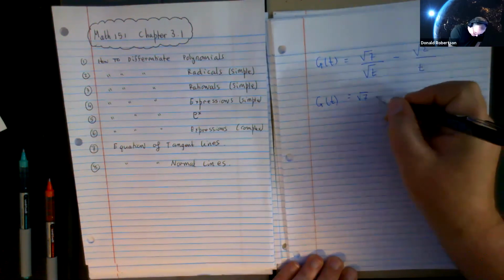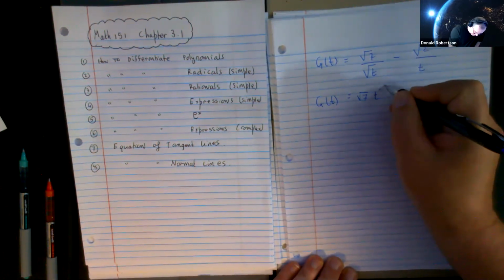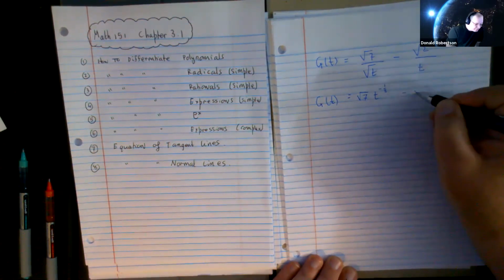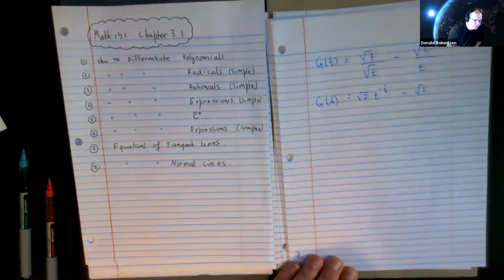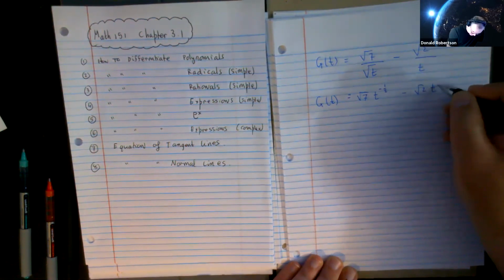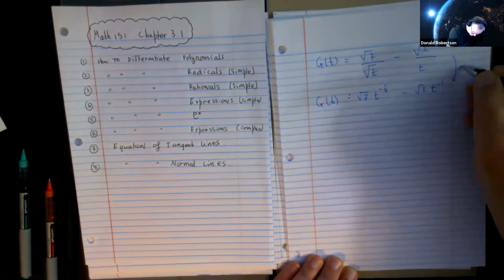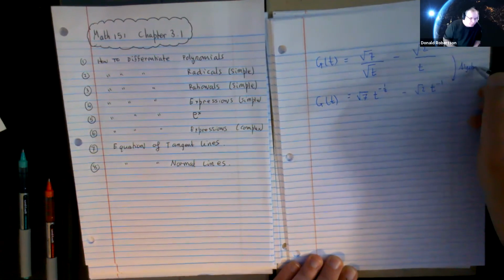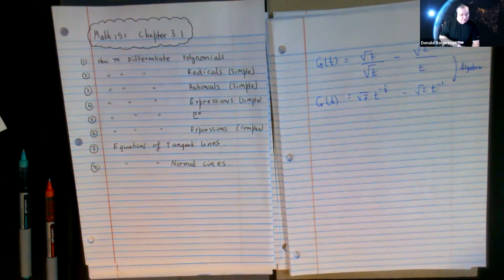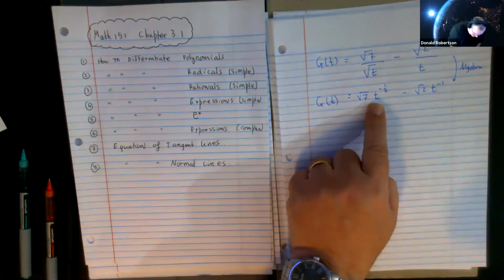1 over the square root of t is t to the negative a half. Are we comfortable with that? And this guy, square root of 2 is just an ugly number, so it's still the square root of 2. And this fella becomes t to the negative 1. Now that's algebra, right? Are you comfortable with the manipulations that you have to do to get to the power rule? Fractional powers, negative powers, negative fractional powers sometimes.